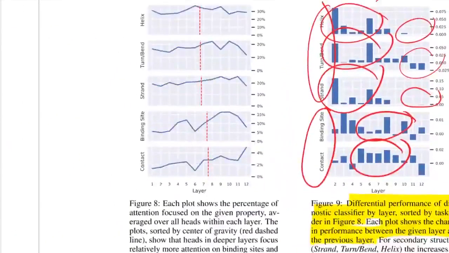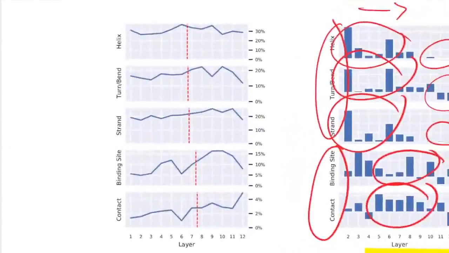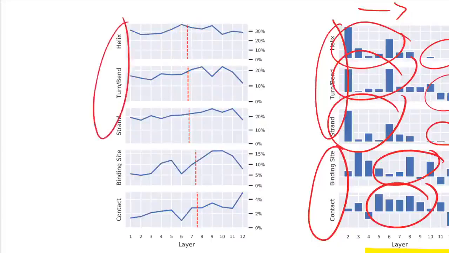You can also see this here, where they show the percent of attention focused as a function of layer, and the red is the center of mass, and you can see that for the secondary structures, their center of mass is at a lower layer in general than the tertiary functions.